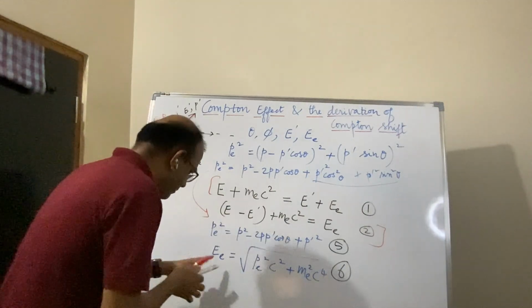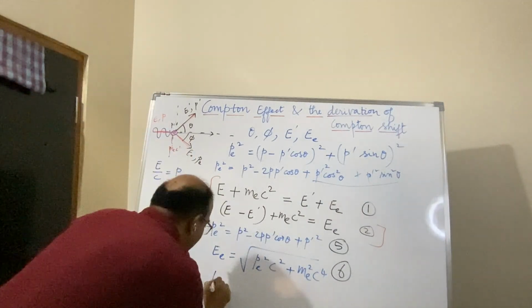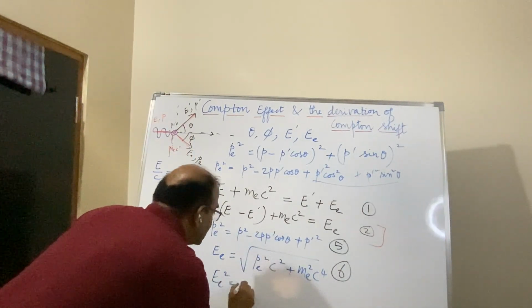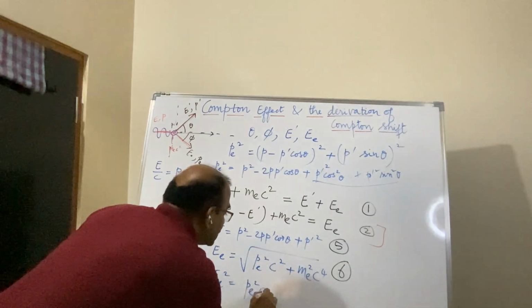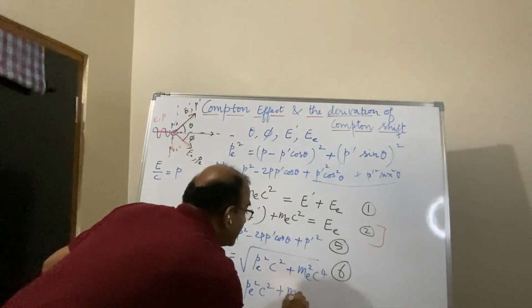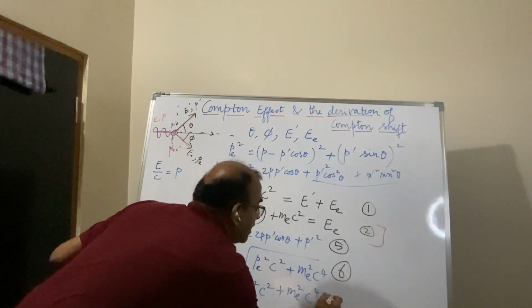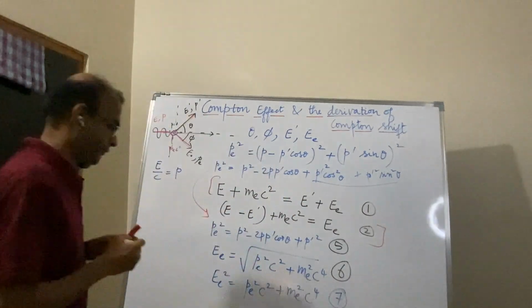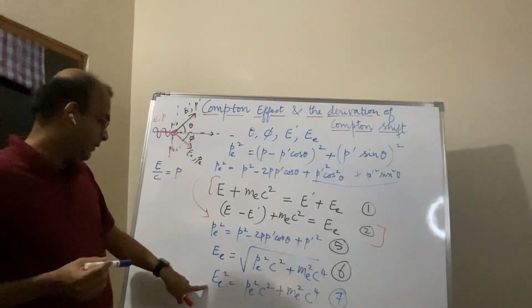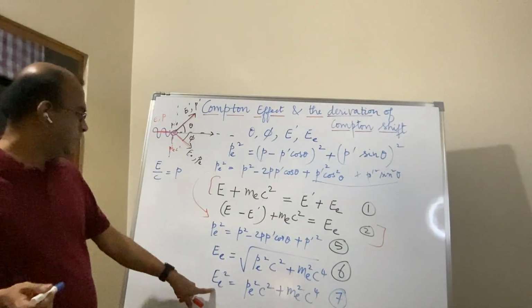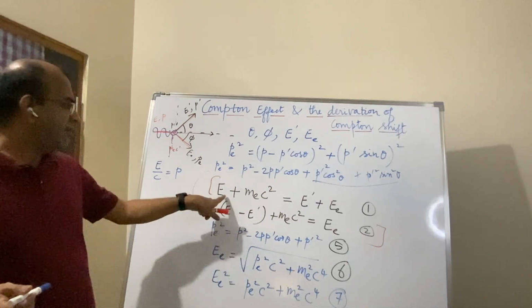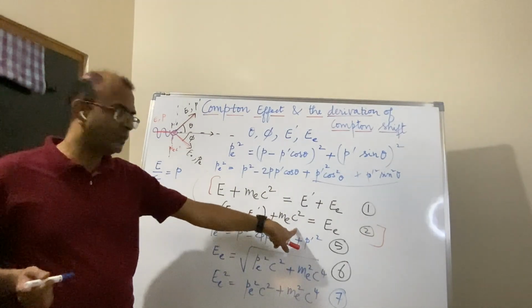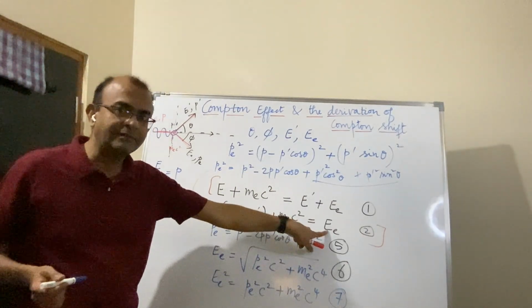If I square this up, I would be able to write E squared is equal to P squared C squared plus ME squared C power 4. Again, you can give a number to this as well. Let's call that 7. Now, I have equation 2 where I have E.